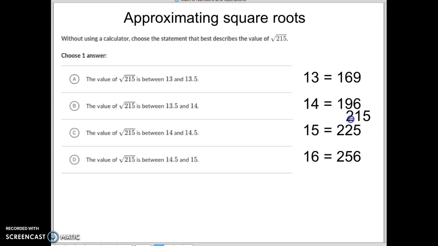So first of all, it's going to fall between 14 and 15. So we know it's going to either be this one here or this one here. The question becomes, which one is it closer to? Is it closer to 14 or is it closer to 15? You'll notice that 215 is about 10 away from 225, and 215 is about 19 away from the 196. So it's actually closer to 15, which means it's closer to this number, meaning it would be letter D.